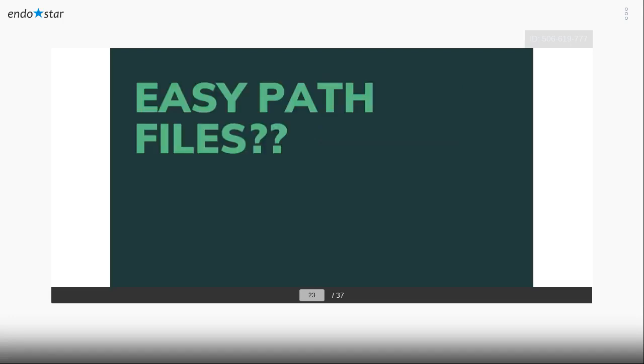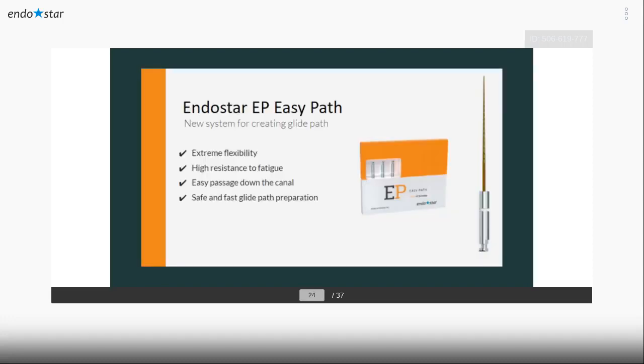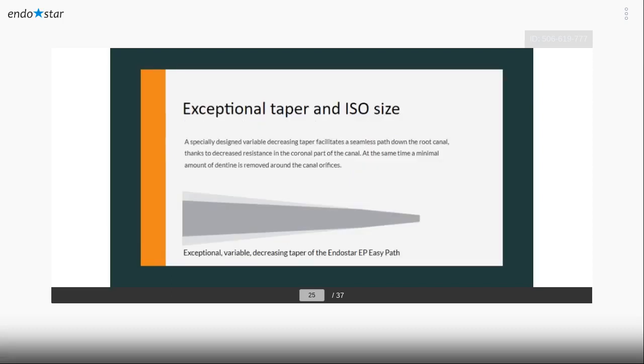Talking about the geometry of this system, the initial 3 mm is 4% taper, followed by a variable taper, so it decreases and becomes almost a 2, maybe 2.2% taper. The tip size is 14, like I mentioned earlier. Exactly what I was saying, 4% variable taper with ISO size 14.